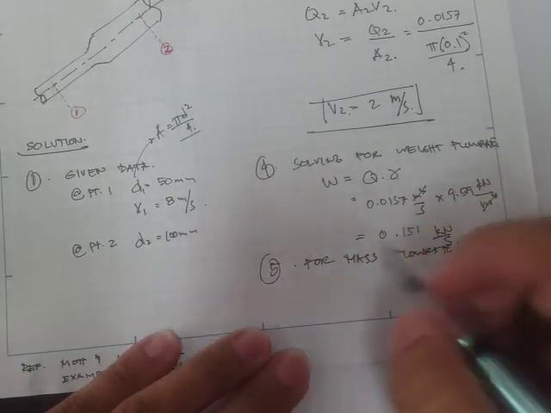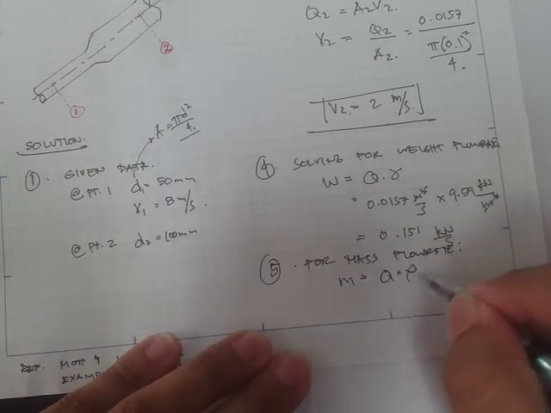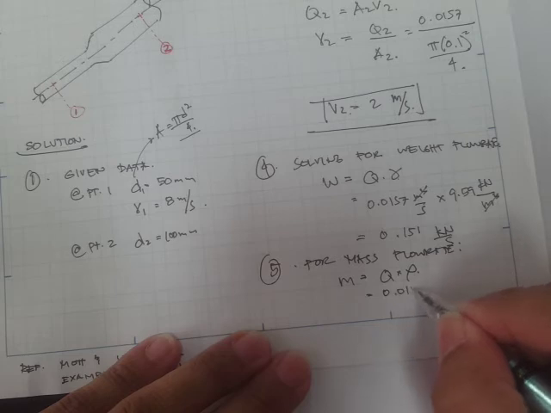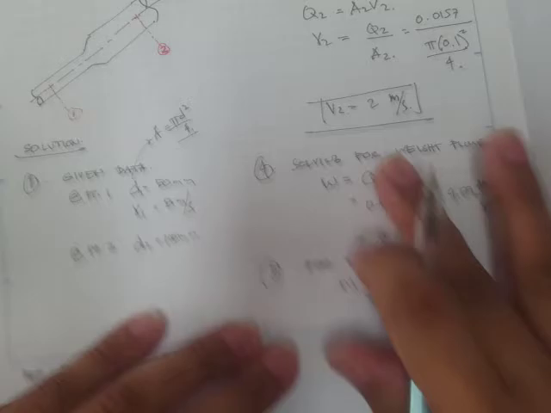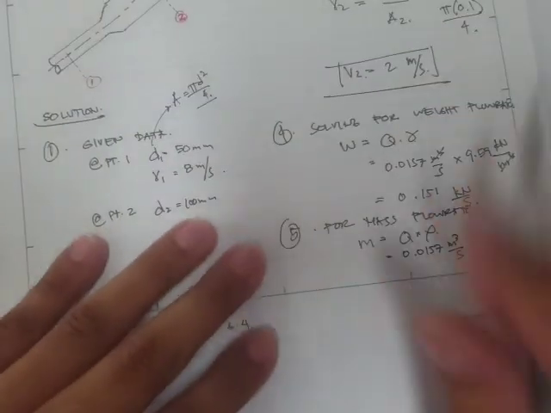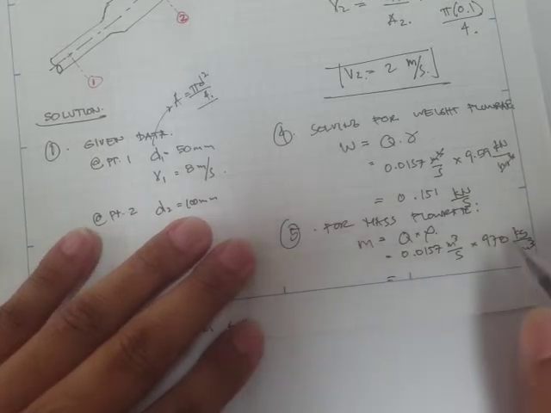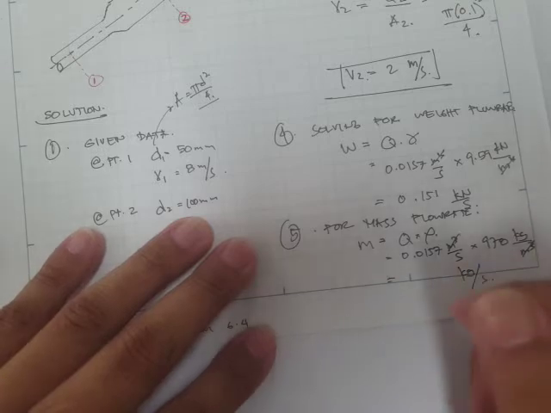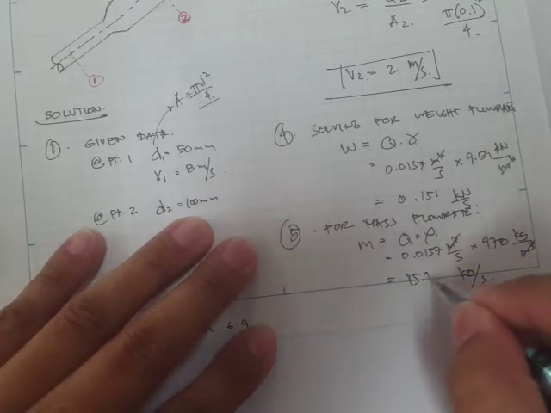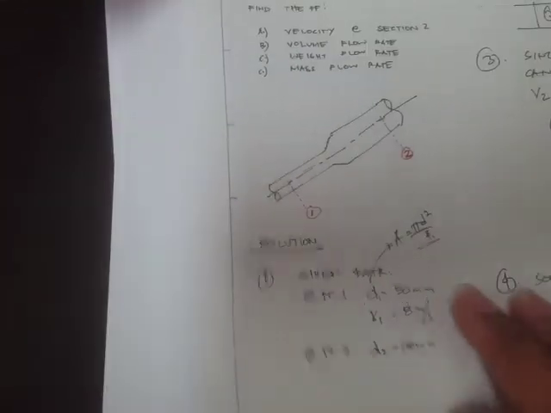And for our mass flow rate, the mass is just equal to the discharge times the density. Okay, so 0.0157 meter cube per second times the mass density, 978 kilograms per meter cube, and therefore we'll have a unit of kilogram per second. So this is 15.35 kg per second.